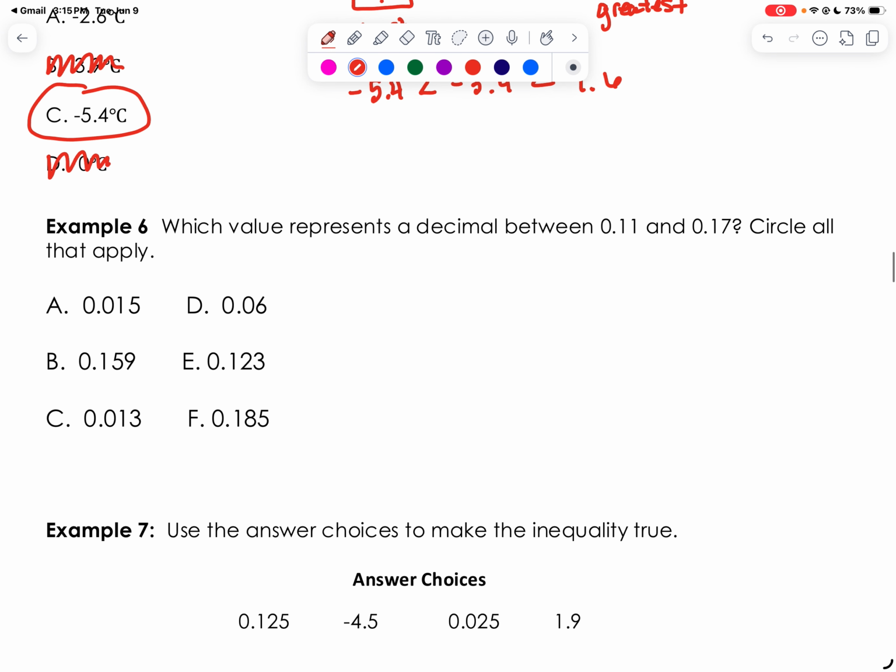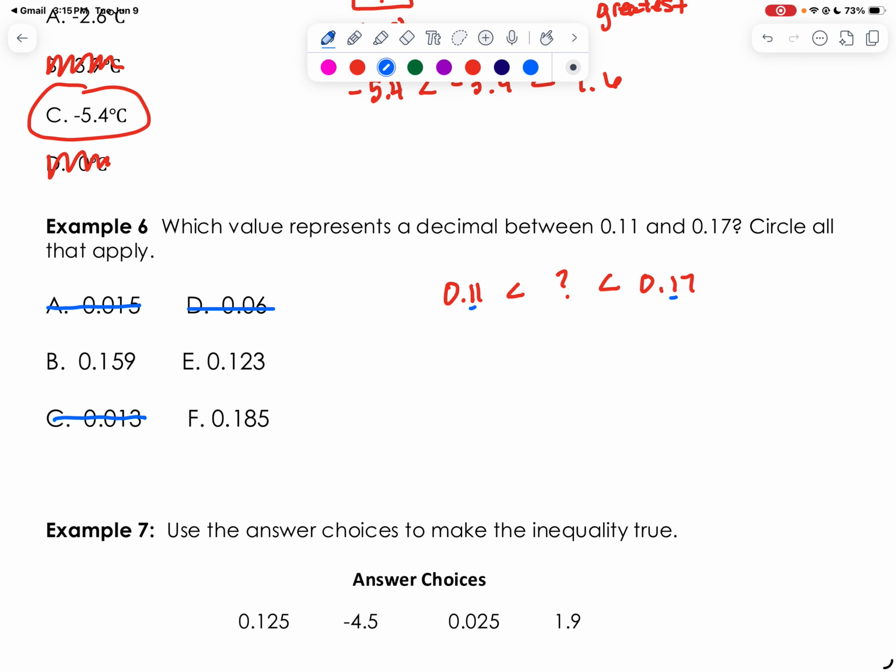All right. Example 6. Which value represents a decimal between 0.11 and 0.17? So in other words, our smallest number is 0.11, and then I want a number that's in between. It's got to be bigger than 0.11 and smaller than 0.17. So what I want you to notice is that both of these start with a 0.1. So I can eliminate A, D, and C because those are not bigger than 0.11.